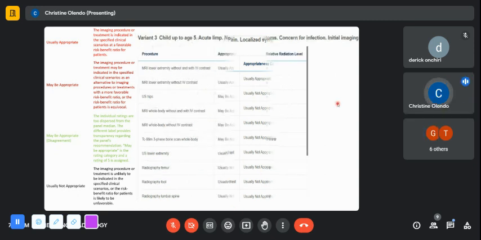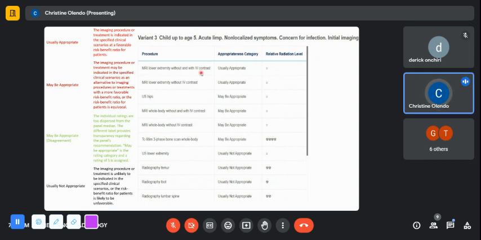So for variant 3, this was a child up to the age of 5 with an acute limp with non-localized symptoms, but there was a concern for infection. For this one, they agreed that the MRI of the lower extremity with or without IV contrast is appropriate, and MRI of the lower extremity without contrast as well was appropriate. For the ultrasound, MRI whole body with or without contrast, and without contrast, they put it as maybe appropriate. The rest, they say, is not appropriate for examination for this child.